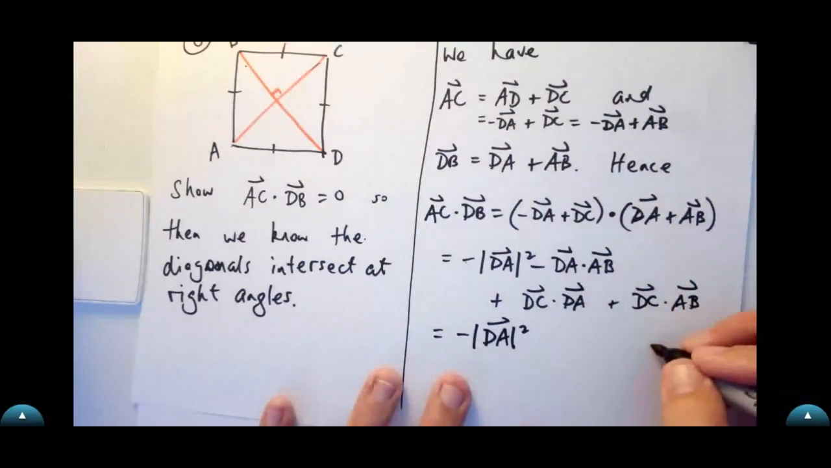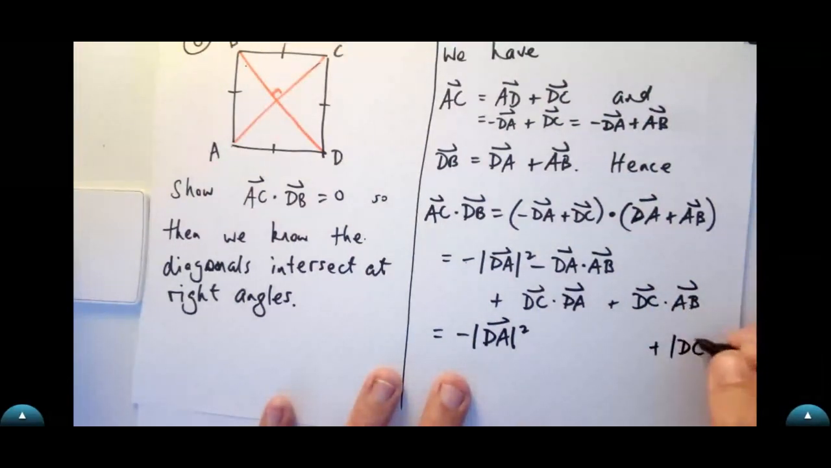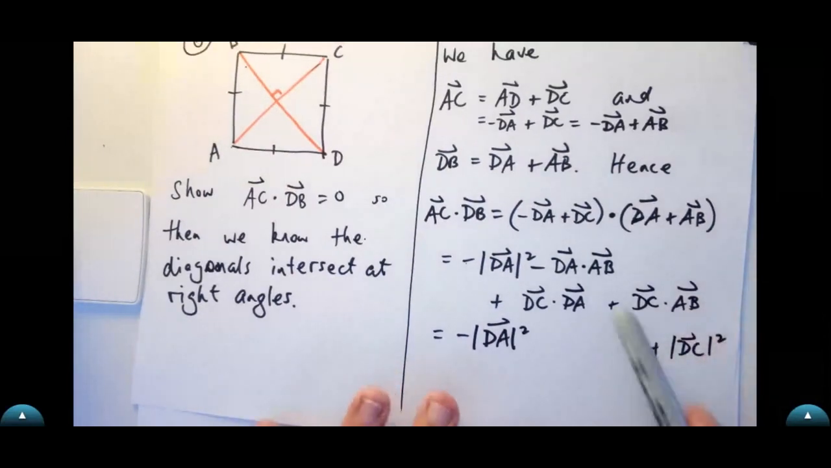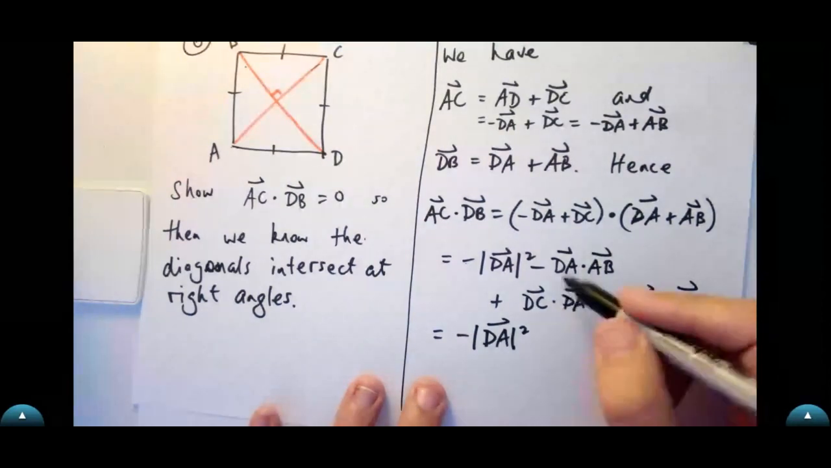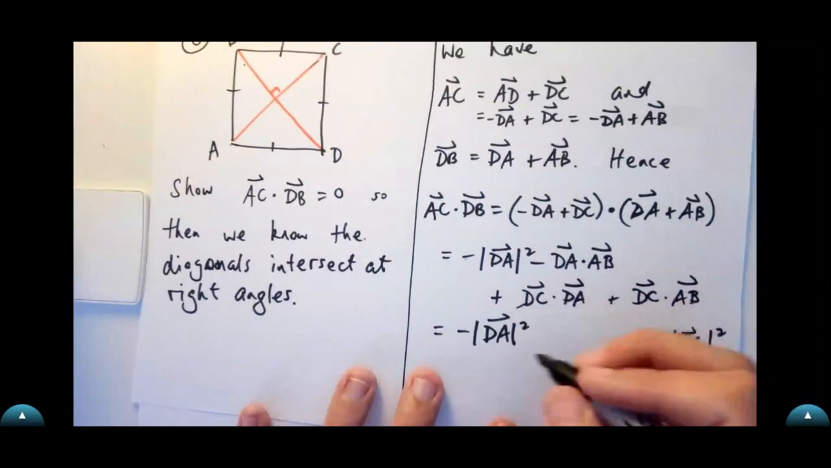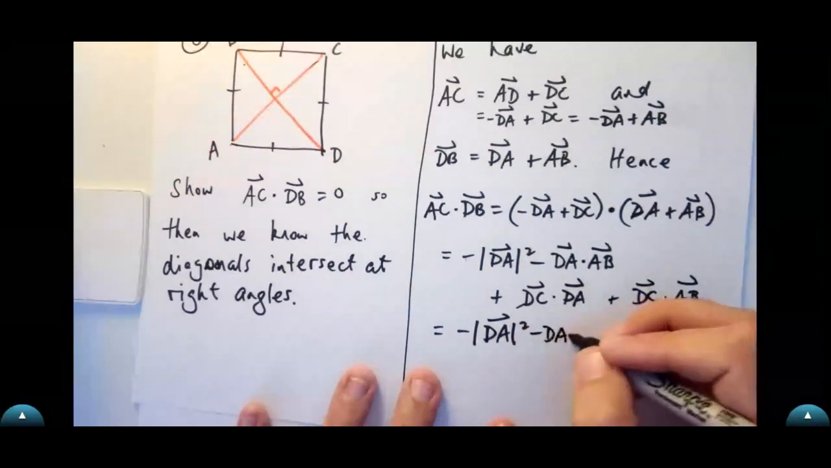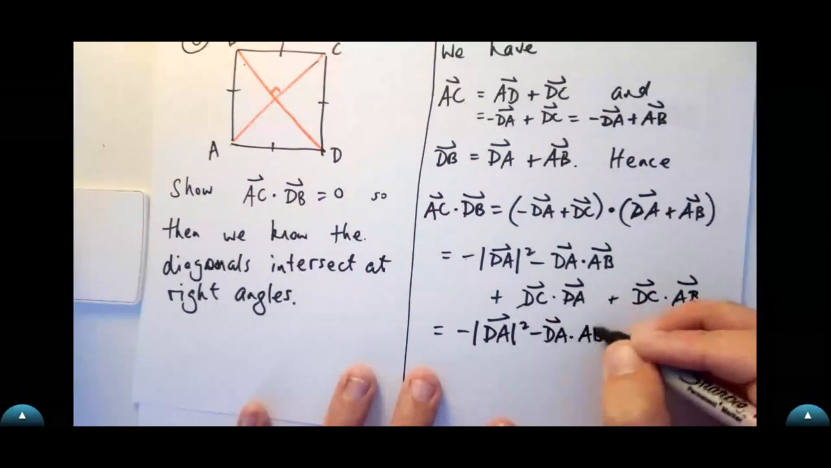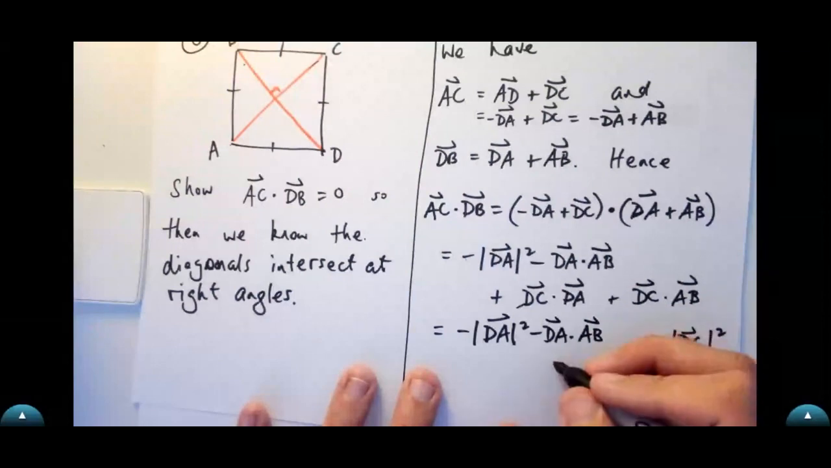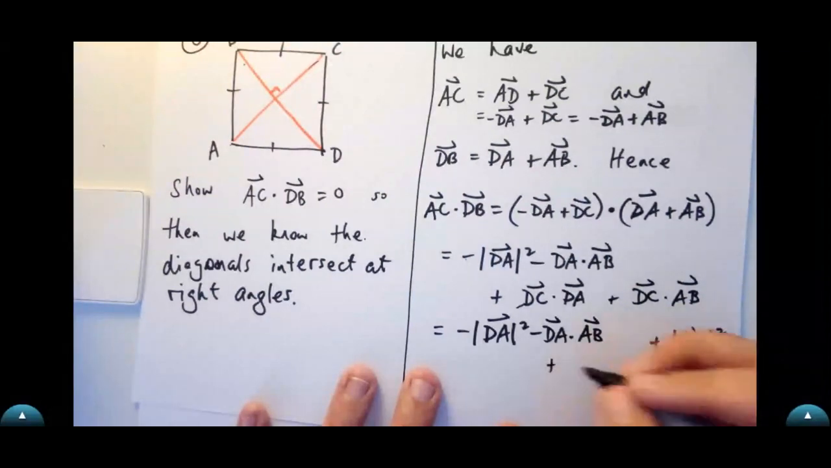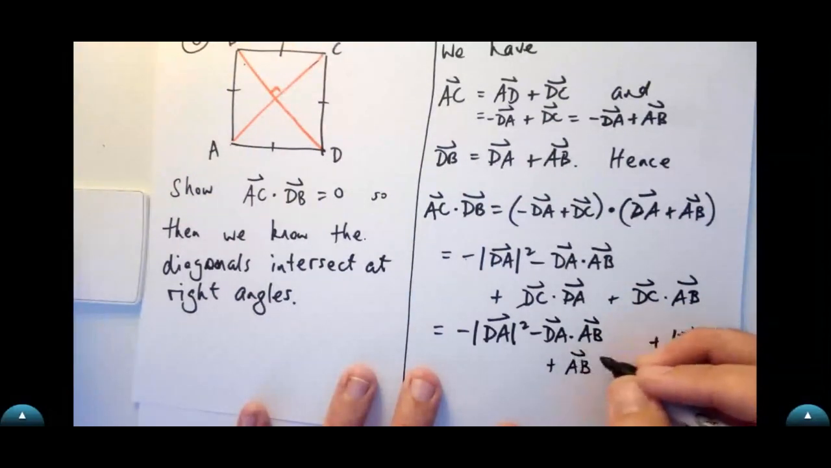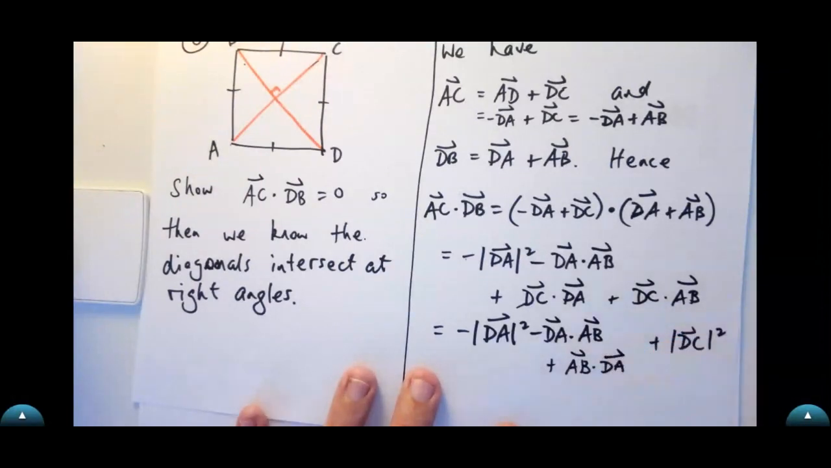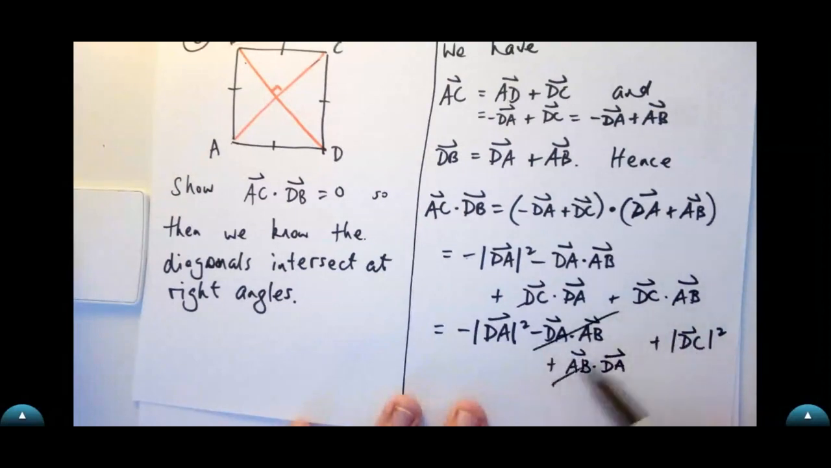So this thing is going to become DC squared. And in here, this is going to become AB. So this thing and this thing will cancel out. So let me just write that in. So that's going to cancel with that.